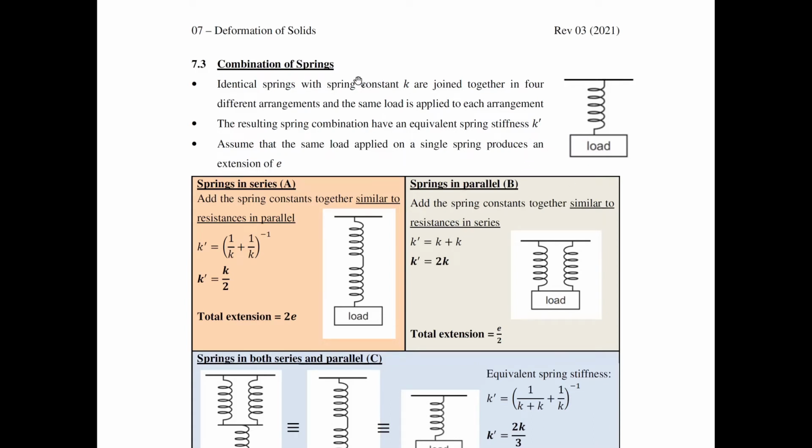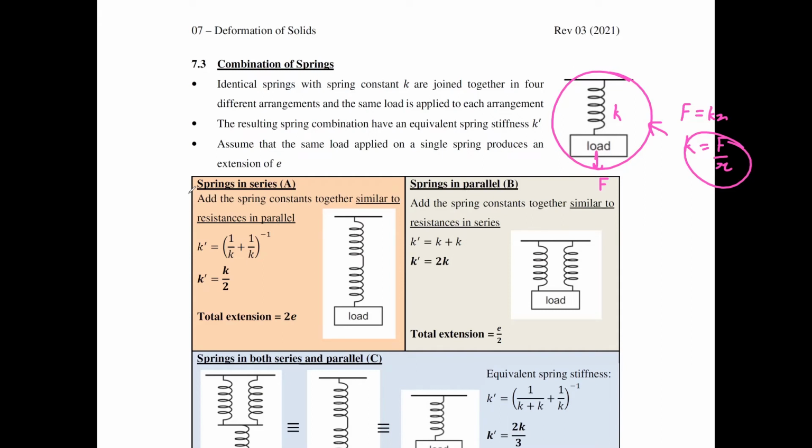Okay, if I just give you a single spring like this and then I give you the value of the load F and then I ask you to find the value of the spring constant K, you can say that F is equal to Kx. K is actually F over X. This will be the spring constant of this single spring here.